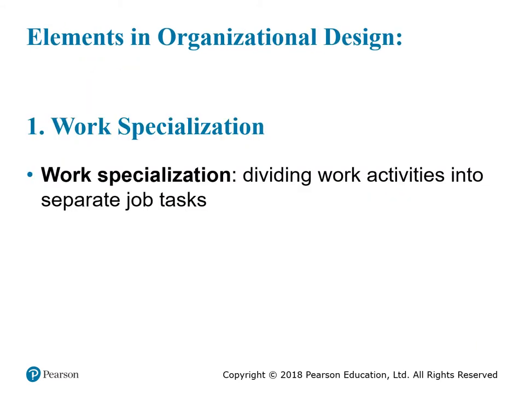And now we begin with our six elements of organizational design. The first one is work specialization. Another term for it is division of labor, which is basically dividing work activities into separate job tasks. So you have a big task, let's say recruiting people.